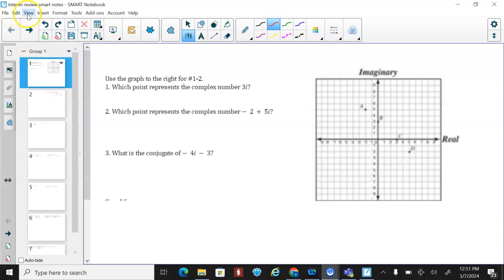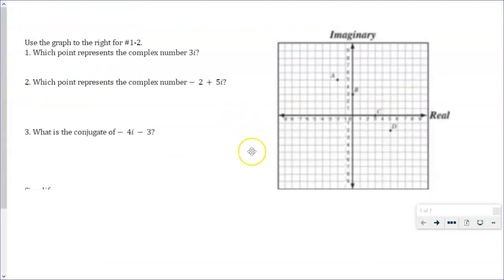All right, guys. So this is the review for the interim. This is the first part, question 1 to 16. We're starting with the complex numbers. Use this graph to the right for question 1 to 2.